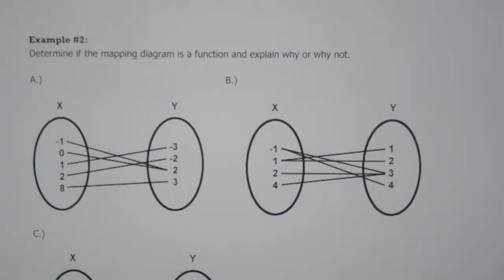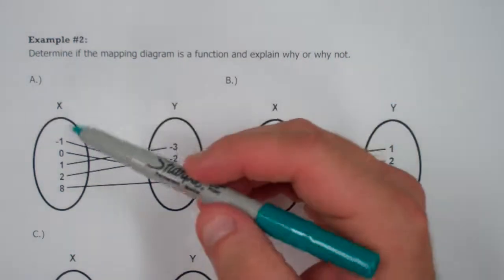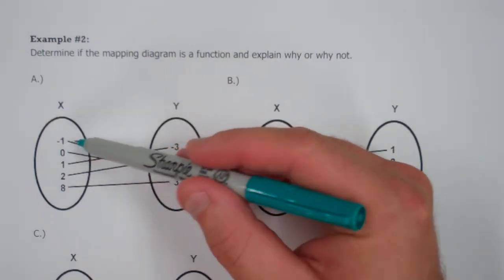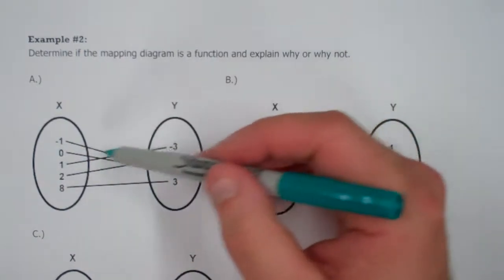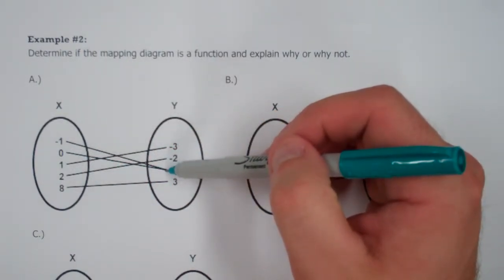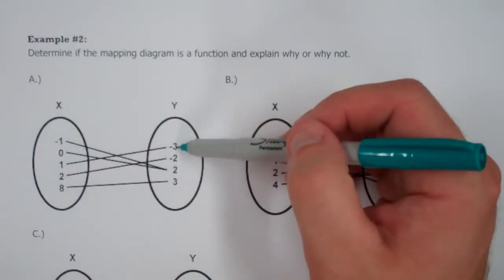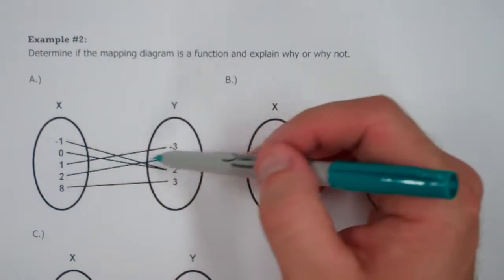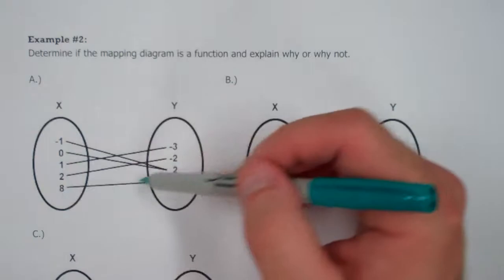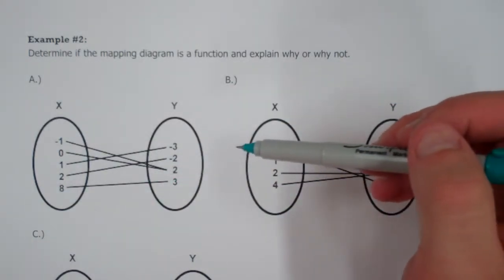In example 2, we're going to determine if the mapping diagram is a function, and then we'll explain why or why not. We've got A, B, and C. C is hidden down here, but let's do A and B, and then we'll do C together. So an input of -1 has an output of 2, 0 has an output of 2, 1 has an output of -3, 2 has an output of -2, and 8 has an output of 3.